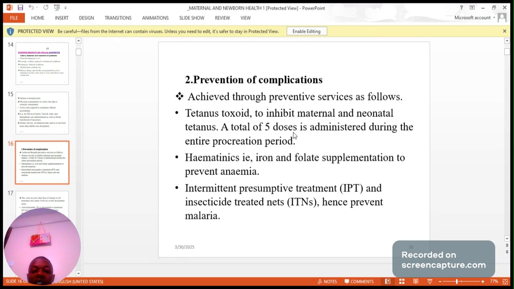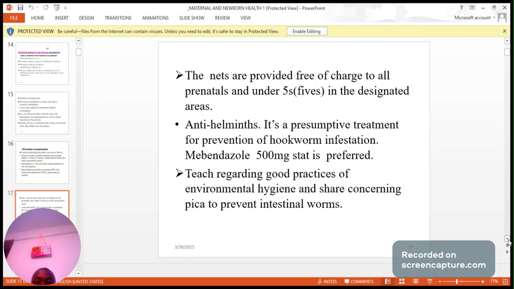Then you have hematinics, which are iron and folate supplementation to prevent anemia, especially when the Hb is low. Intermittent presumptive treatment, that is the nets, so that you can prevent malaria. We have intermittent presumptive treatment and the insecticide treated nets. The nets are provided free of charge to all prenatal and under five in the designated areas, that is in Kenya.